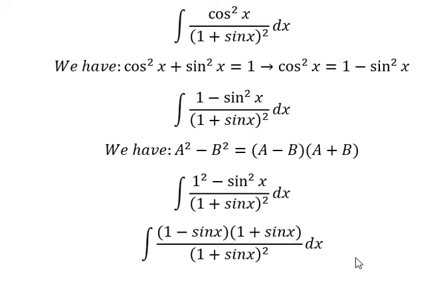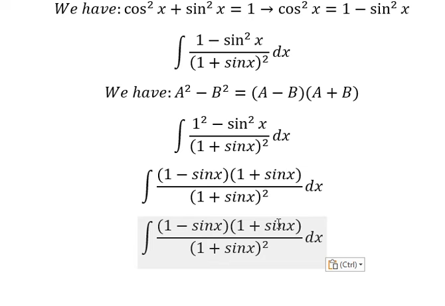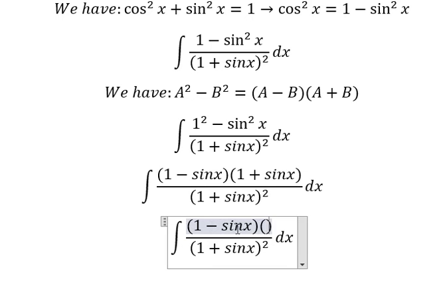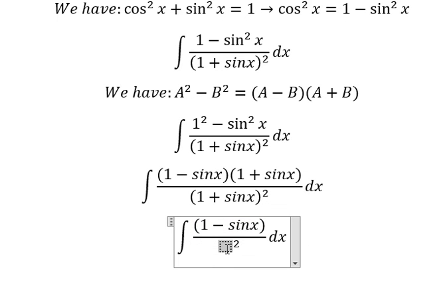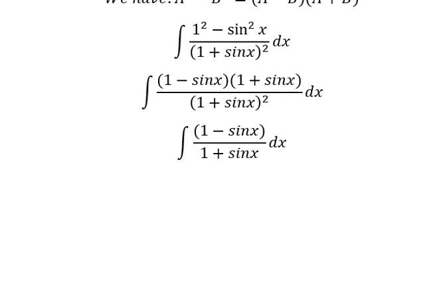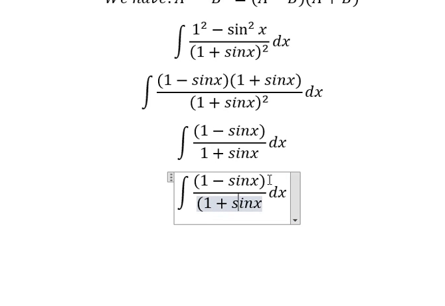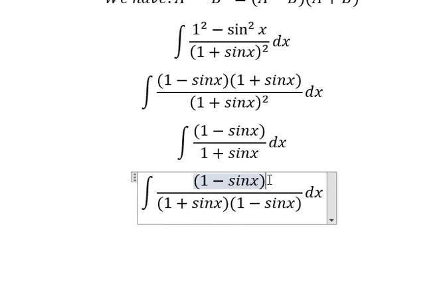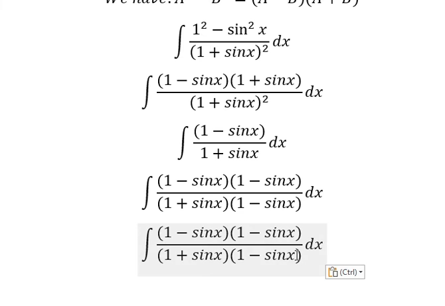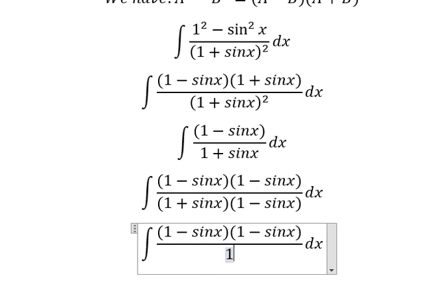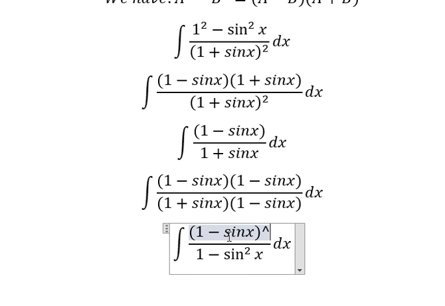Next, we need to simplify 1 plus sin s on the numerator and denominator. Next, we need to multiply by 1 minus sin s on the numerator and denominator. So this one, we have 1 minus sin squared s. This one, we have 1 minus sin s to the power of 2.